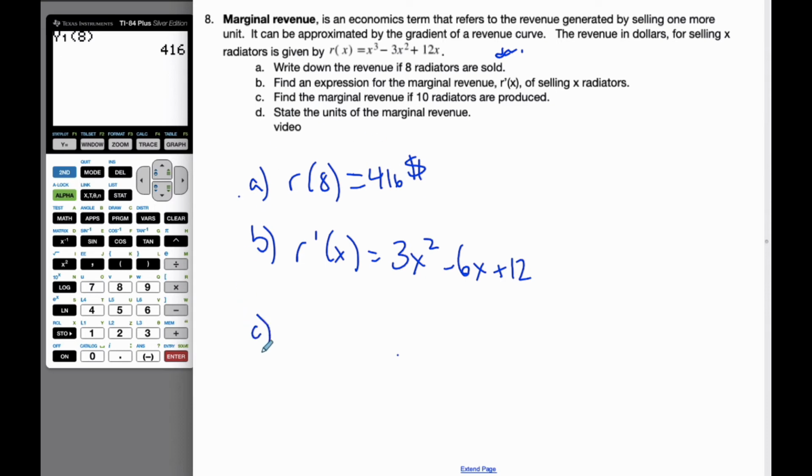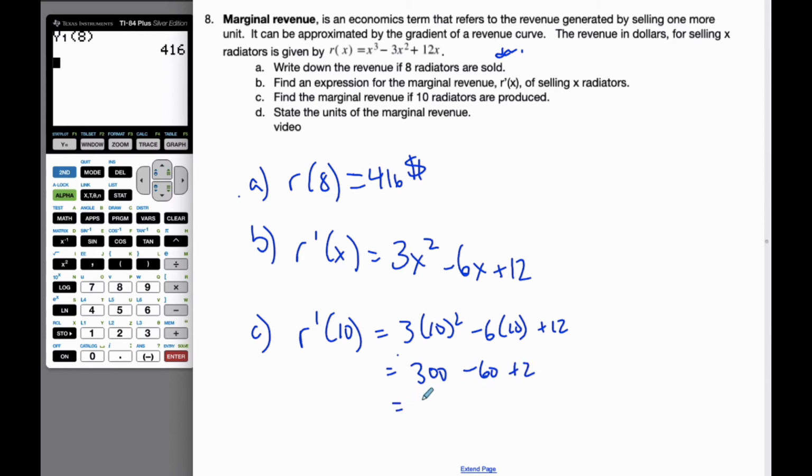C part says, find the marginal revenue if 10 radiators are produced. Well, that means I want to find R prime at 10. And I can plug that into here. So it's 10 squared minus 6 times 10 plus 12, which is 300 minus 60 plus 12, which is 240 plus 12 is 252.